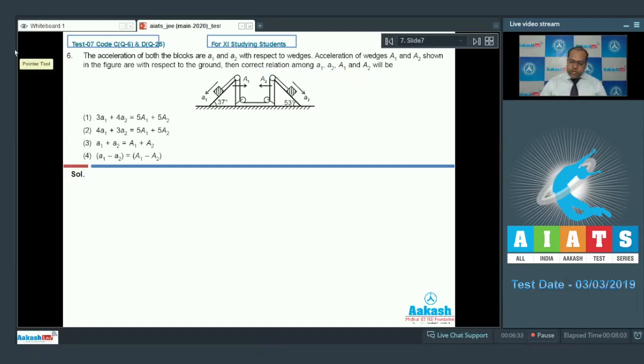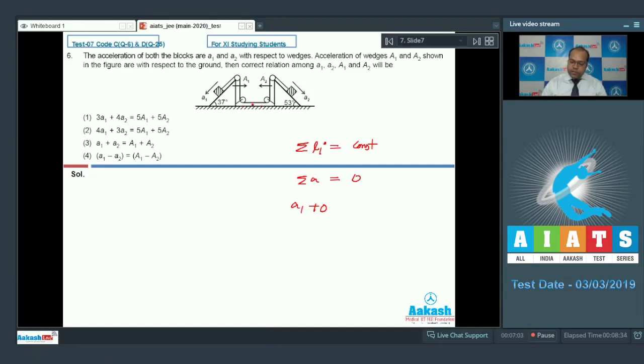So from the theory of constraint, if I call the length of this string L1, this L2, this L3, L4 and L5, then the summation of all the lengths Li must be equal to a constant. So if I take the double derivative, then the summation of accelerations is equal to 0. Now if I write the double derivative of this segment, that is a1, the double derivative of this segment becomes 0 as it remains constant.